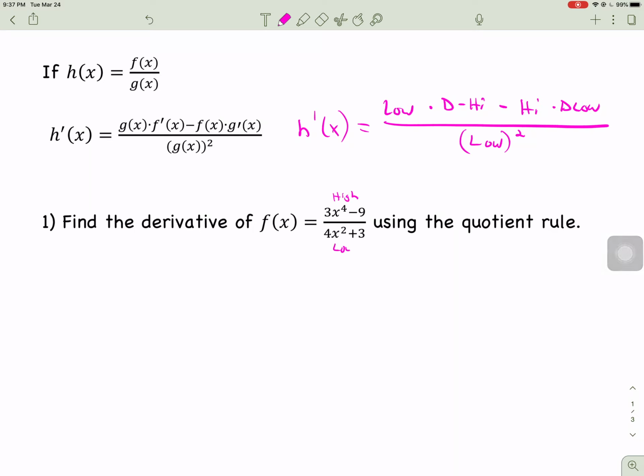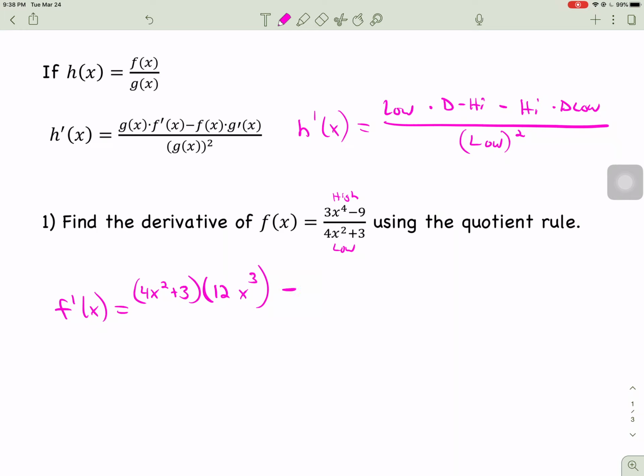high, low. So it says there's f of x, and it says find the derivative of f of x using the quotient rule. So if that's f of x, let's call it f prime of x. Low times the derivative of the numerator. Well, what's the derivative of 3x to the fourth minus 9? Use our power rule. 4 times 3 is 12, x to the subtract 1, so 12x to the third. Good.